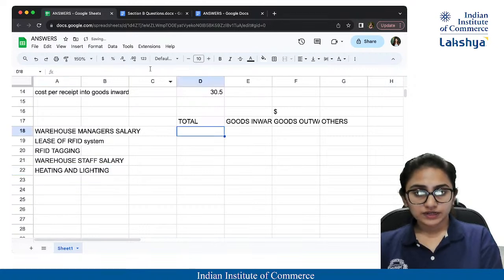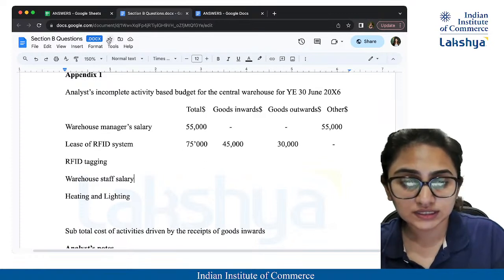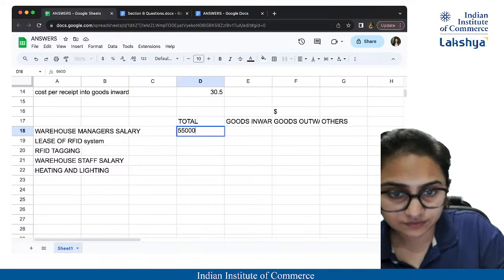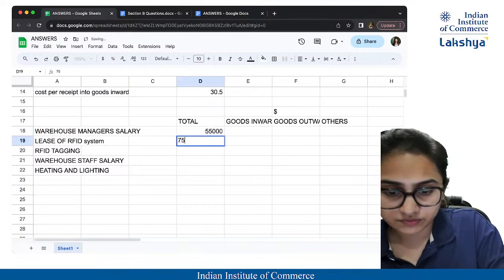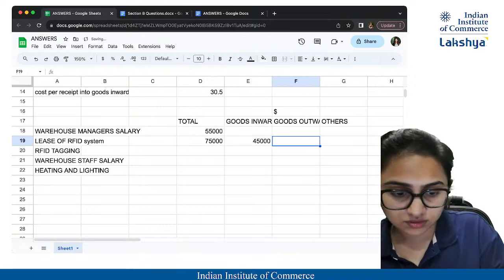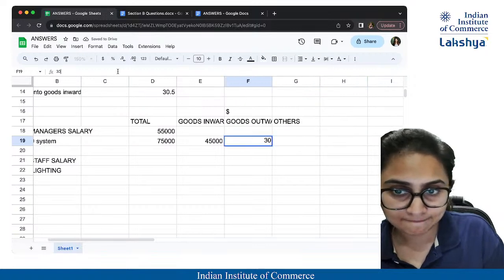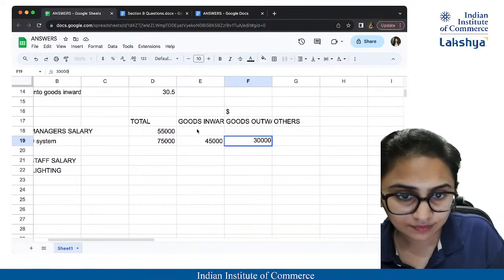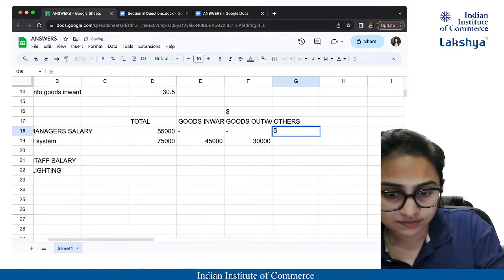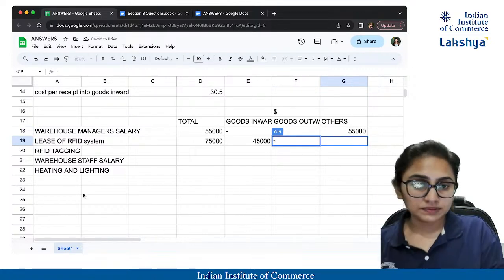And the total for warehouse manager's salary is how much? Whatever is given you write, 55, 55, 75, 45, 30. This is dash, this is dash, and this is dash. We have to complete this.